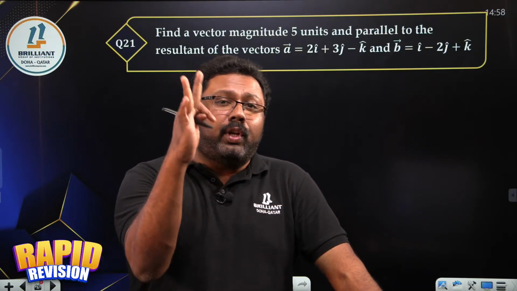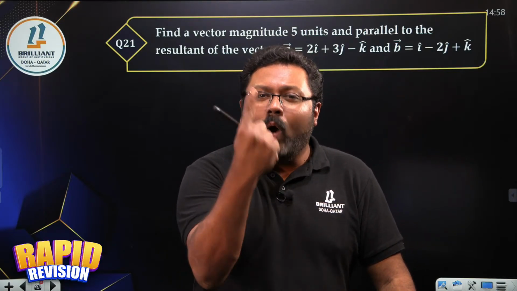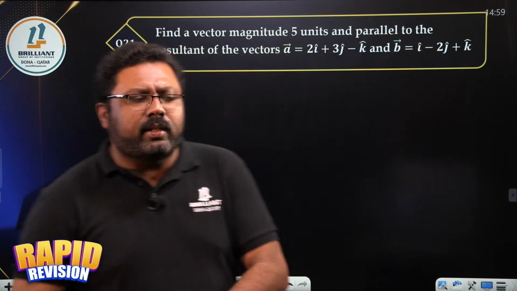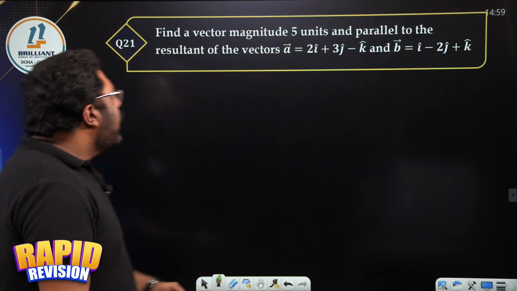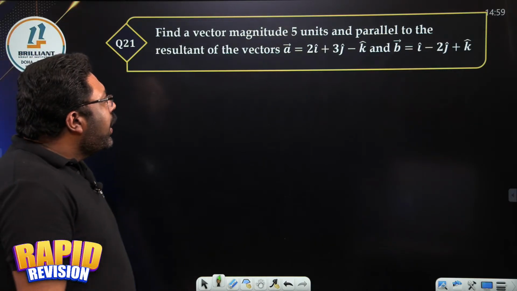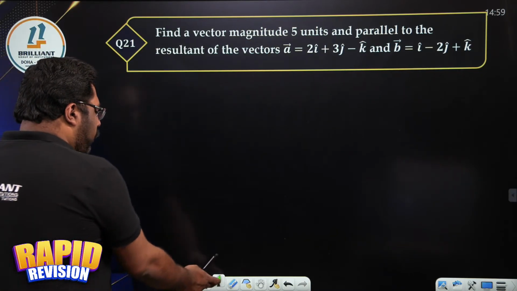According to the sample paper, 3 questions of 1 mark are coming from vectors. And then just 1 question of 2 marks. So we're just going to do some basic questions of 2 marks in vectors. Okay, the first question. Find a vector of magnitude 5 which is parallel to the resultant of A and B.